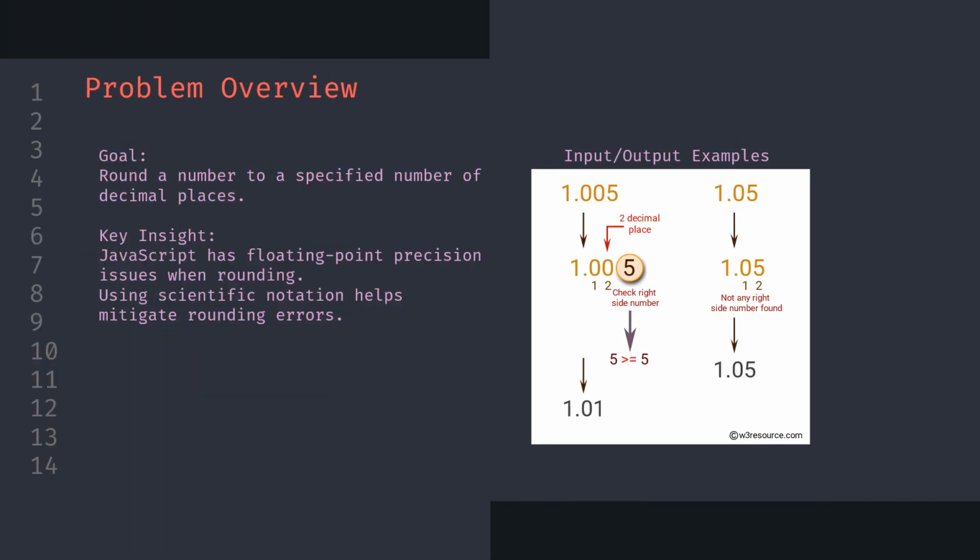JavaScript sometimes struggles with rounding due to floating point arithmetic. For example, let round 1.005 times 100 divided by 100 may not return 1.01. Let's see how we can fix this using scientific notation.